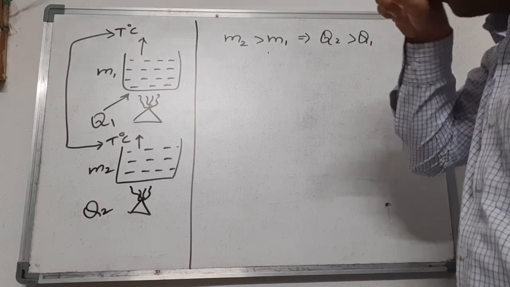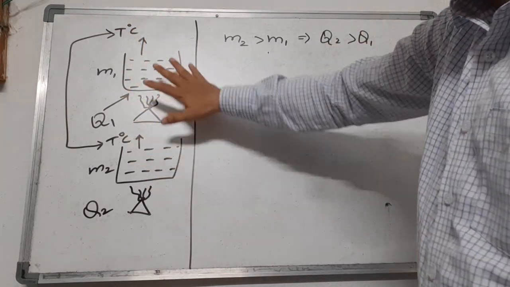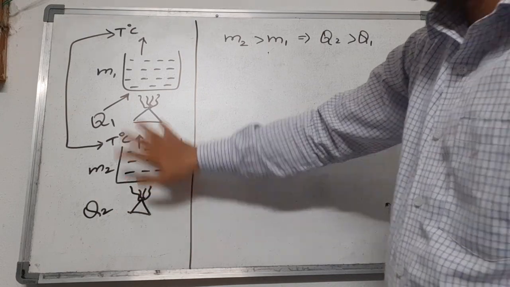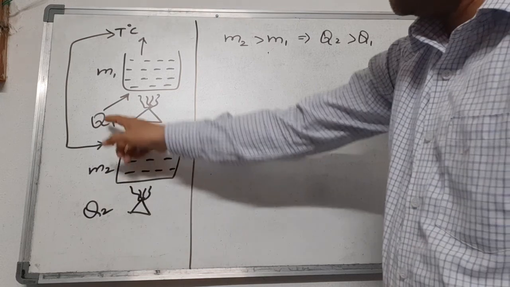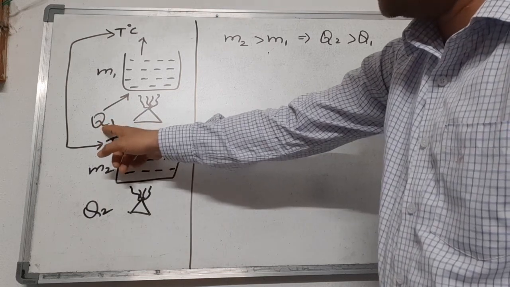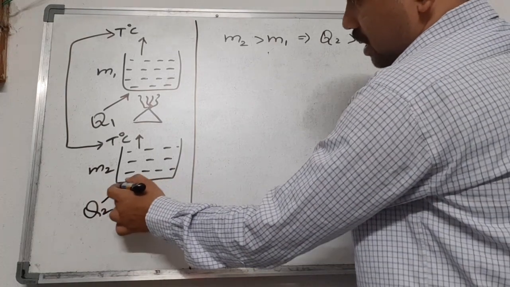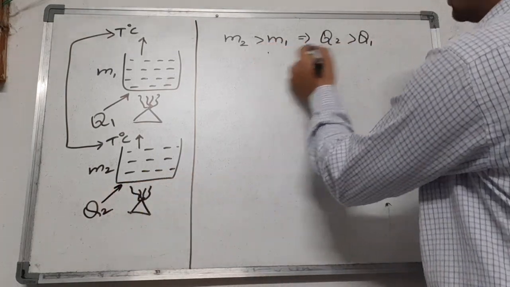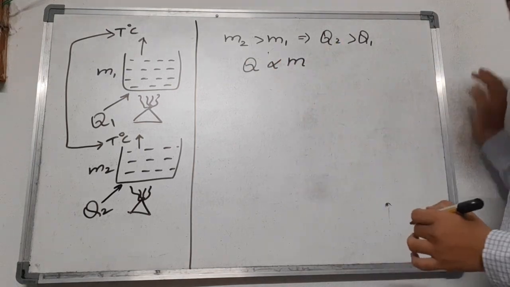When I keep the temperature constant and the specific heat constant and change the mass of the water, as the mass increases, the amount of heat energy I supply to the system also increases. From this I understand that Q is directly proportional to the mass of the substance.